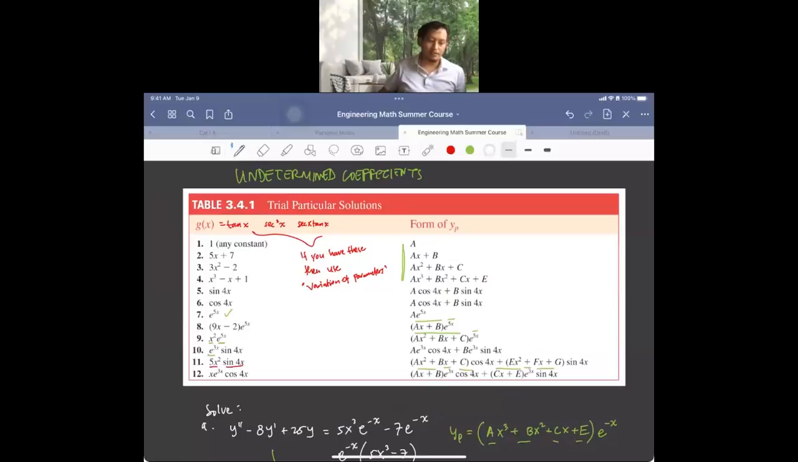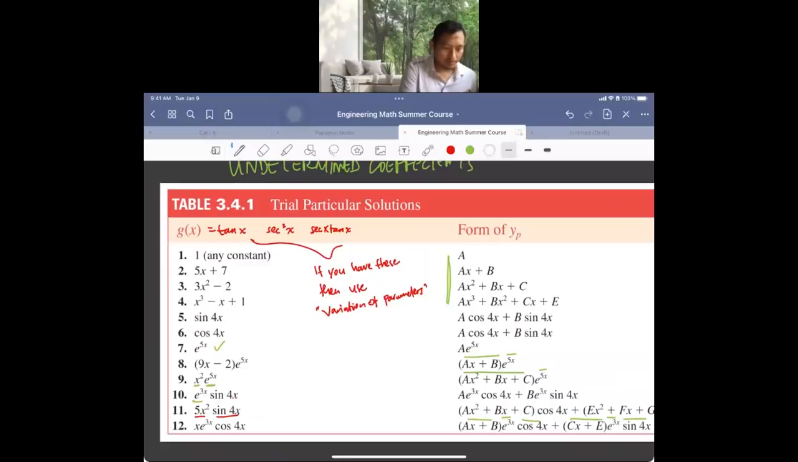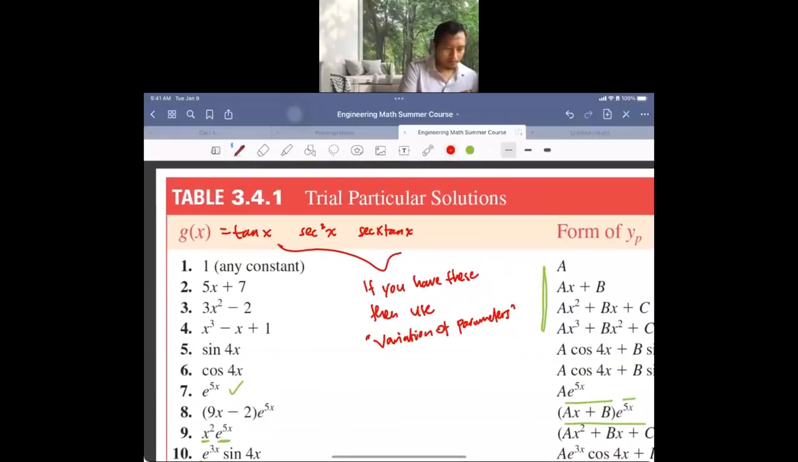Oh, here. Okay, this is the particular solution for some of the functions. If you have this kind of function on the right side, tangent, secant squared, secant x, tangent x, I think the best way to do it is variation of parameters. If you try using undetermined coefficients, we don't really have a guess for what kind of solution we can give. Okay? That's the condition.